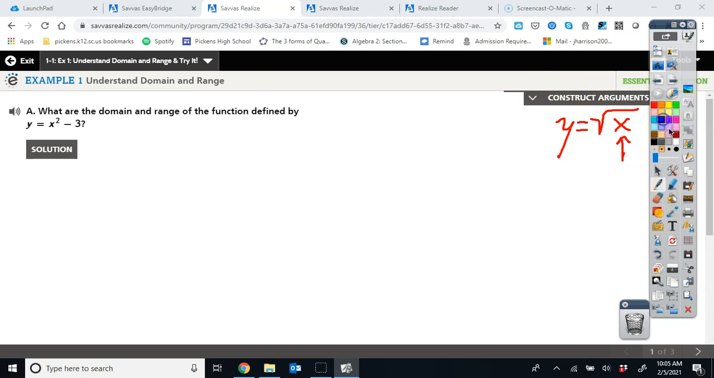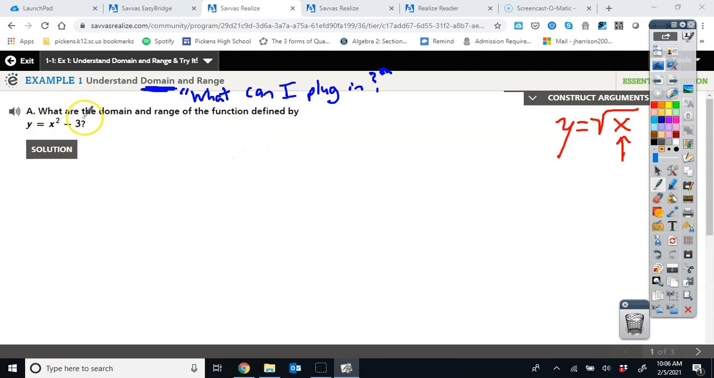So on your notes, if you're taking notes, you may want to write that. The domain, I want you to always think about asking yourself, what can I plug in? Another way to think about that is to think about the negative side of that and say, what can I not plug in? Okay? So, when we talk about the domain, we're talking about the x values, the inputs. What can I plug into the function?